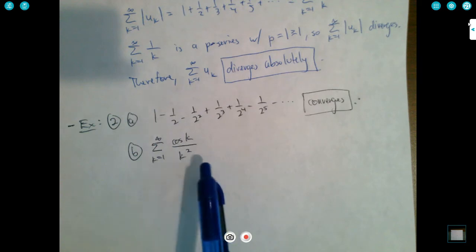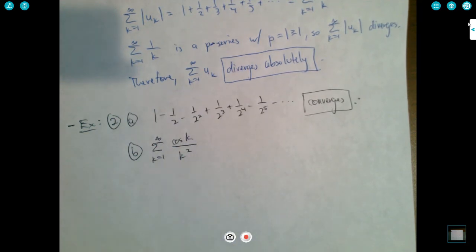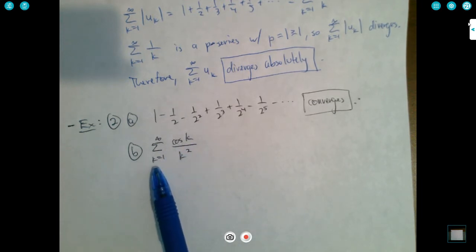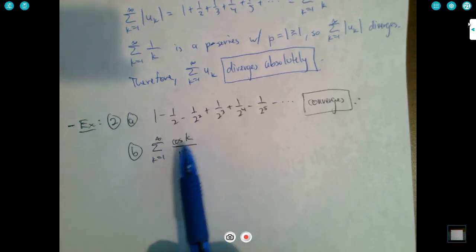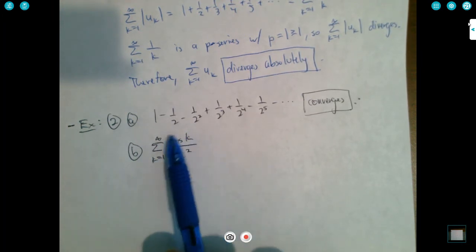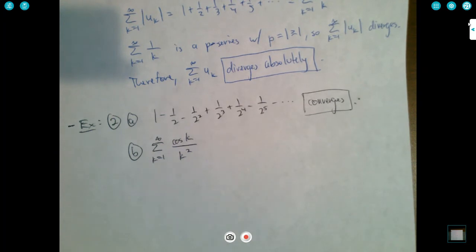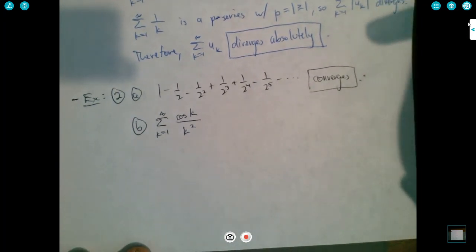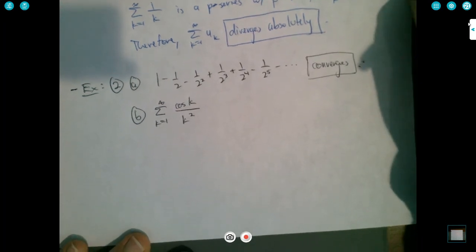Now this is not very nice, right? If it was cosine pi k or cosine k pi over 2 or something like that, it might be a little bit nicer to work with. But just cosine k, you're thinking cosine of 1, cosine of 2, cosine 3, radians, right? It's always in radians unless otherwise specified. So cosine of 1 radian, cosine 2 radians, none of those values are going to be very nice to compute. Fortunately, we don't have to really worry about that.